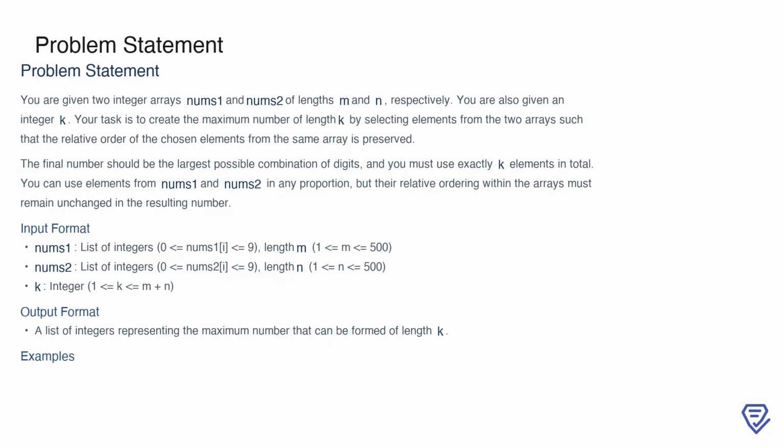The final output should be a list of integers representing the largest possible number of length k that can be formed under these constraints. For example, if nums1 and nums2 contain digits from 0 to 9, and their lengths are m and n respectively, the goal is to use exactly k elements in total, where k is less than or equal to m plus n. Now, let's look at the input and output formats. The input consists of nums1, nums2, and the integer k. The output is a list of integers that represents the maximum number formed. This forms the foundation of the problem, and now we'll explore some examples to clarify this further.